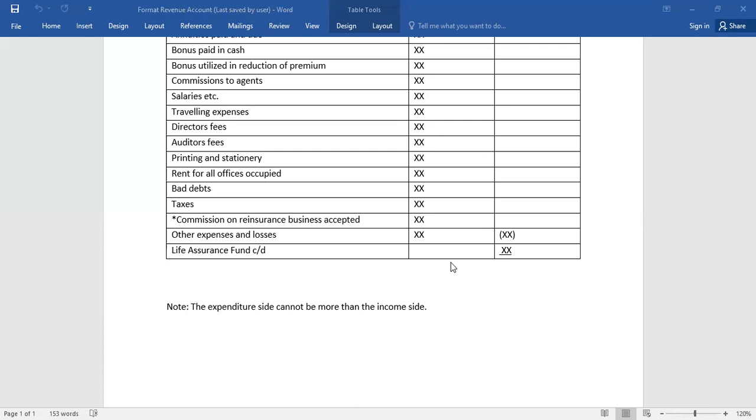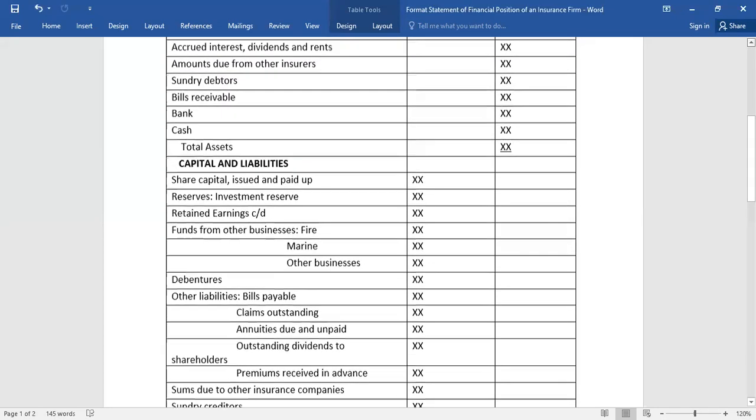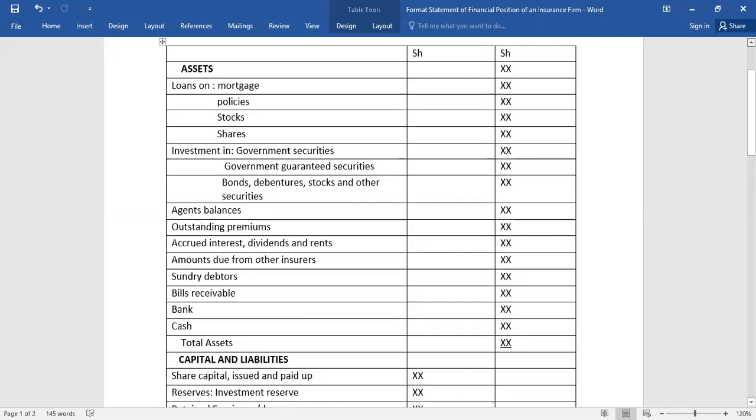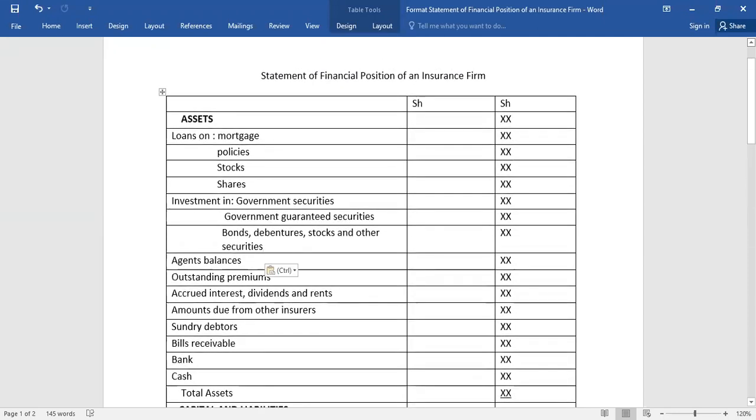You are accounting students. Statement of position. Very well. It is here. And we know that the statement of financial position is supposed to report the assets and the liabilities of a company as at a certain position. So that is the illustration.